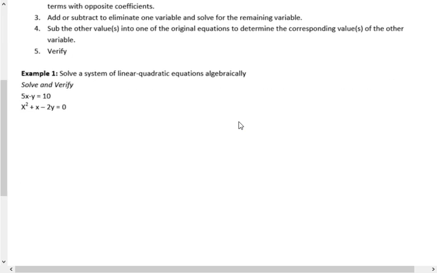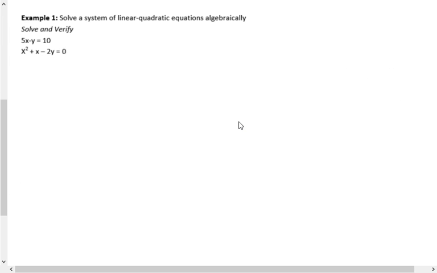So, in the first example, we're going to solve this system, and I'm just going to show you how to solve it through substitution. You can use elimination. Some people prefer to use substitution over elimination. Some questions will specifically ask you to solve one way, so just watch out for that, but whatever way you want to solve it is typically fine unless it's specified.